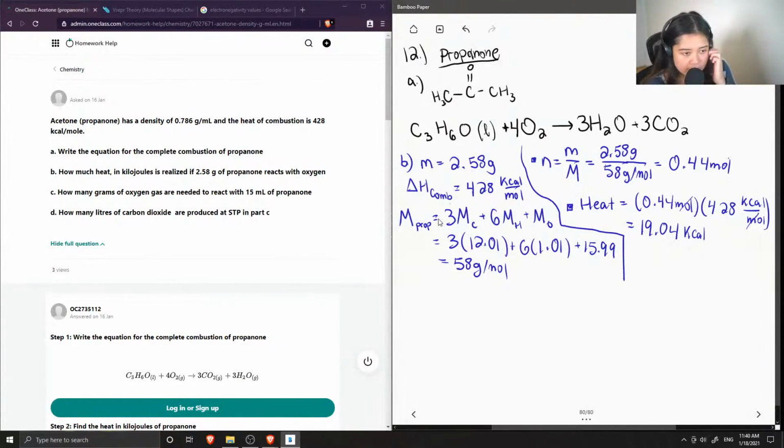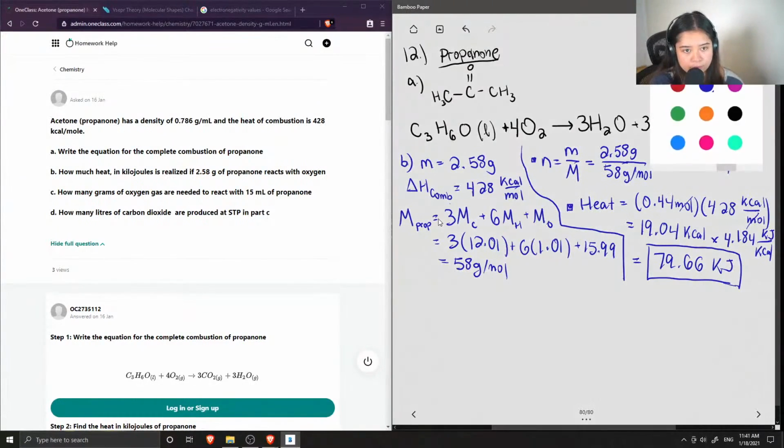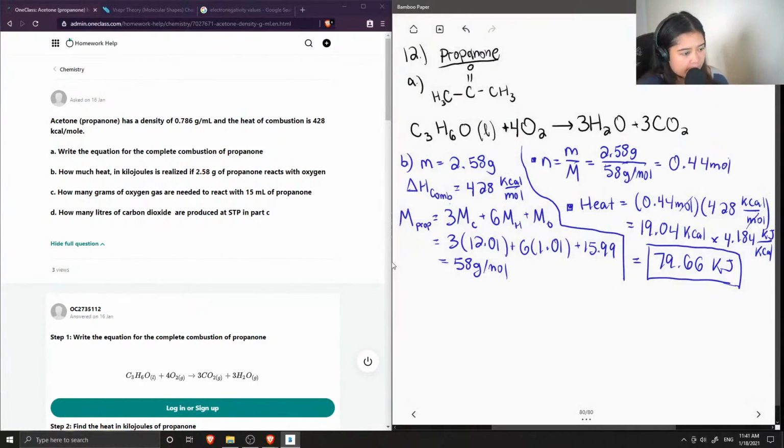And to convert to kilojoules, we just need to multiply by the conversion factor, which is 4.184 kilojoules per kilocalorie. So now our final answer is 79.66 kilojoules. Okay, so that's part B.